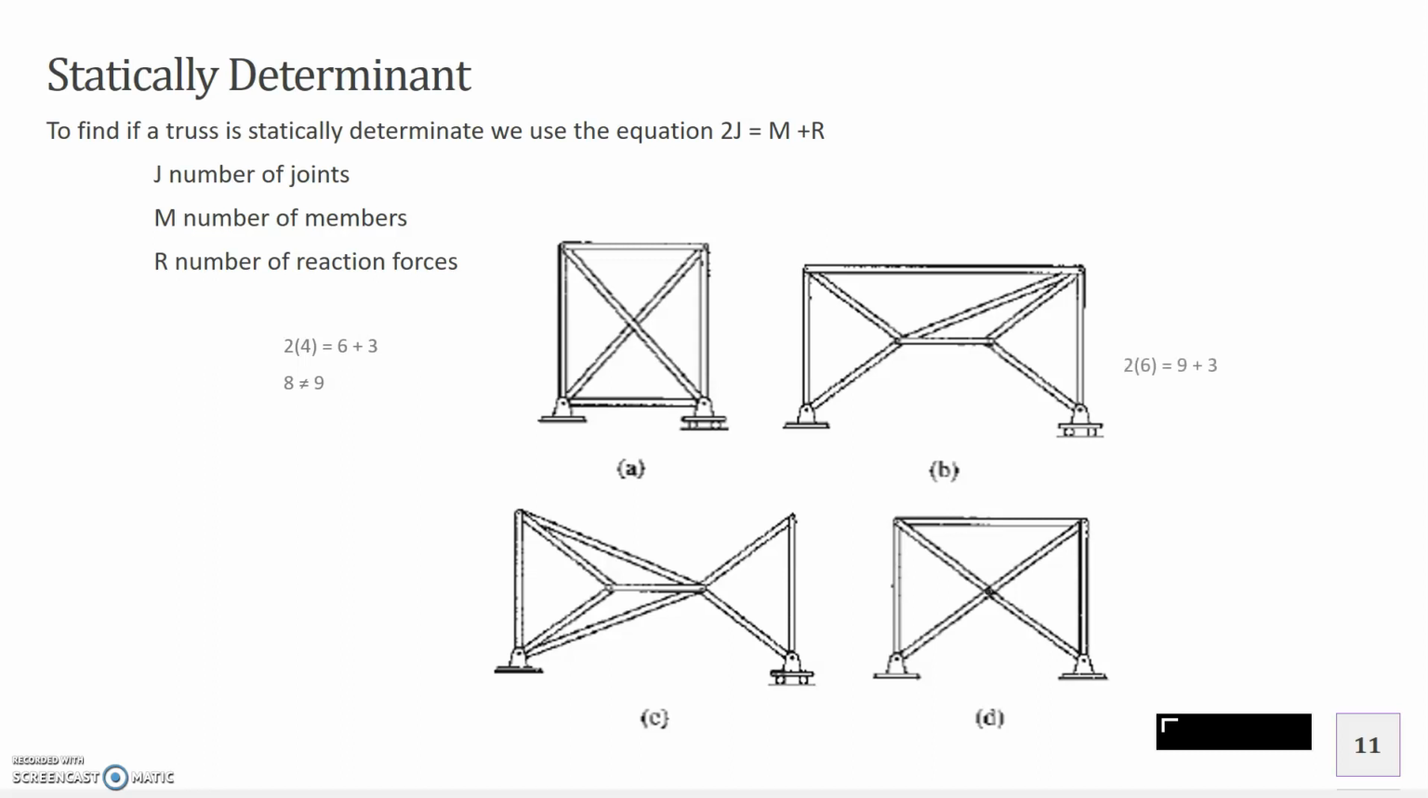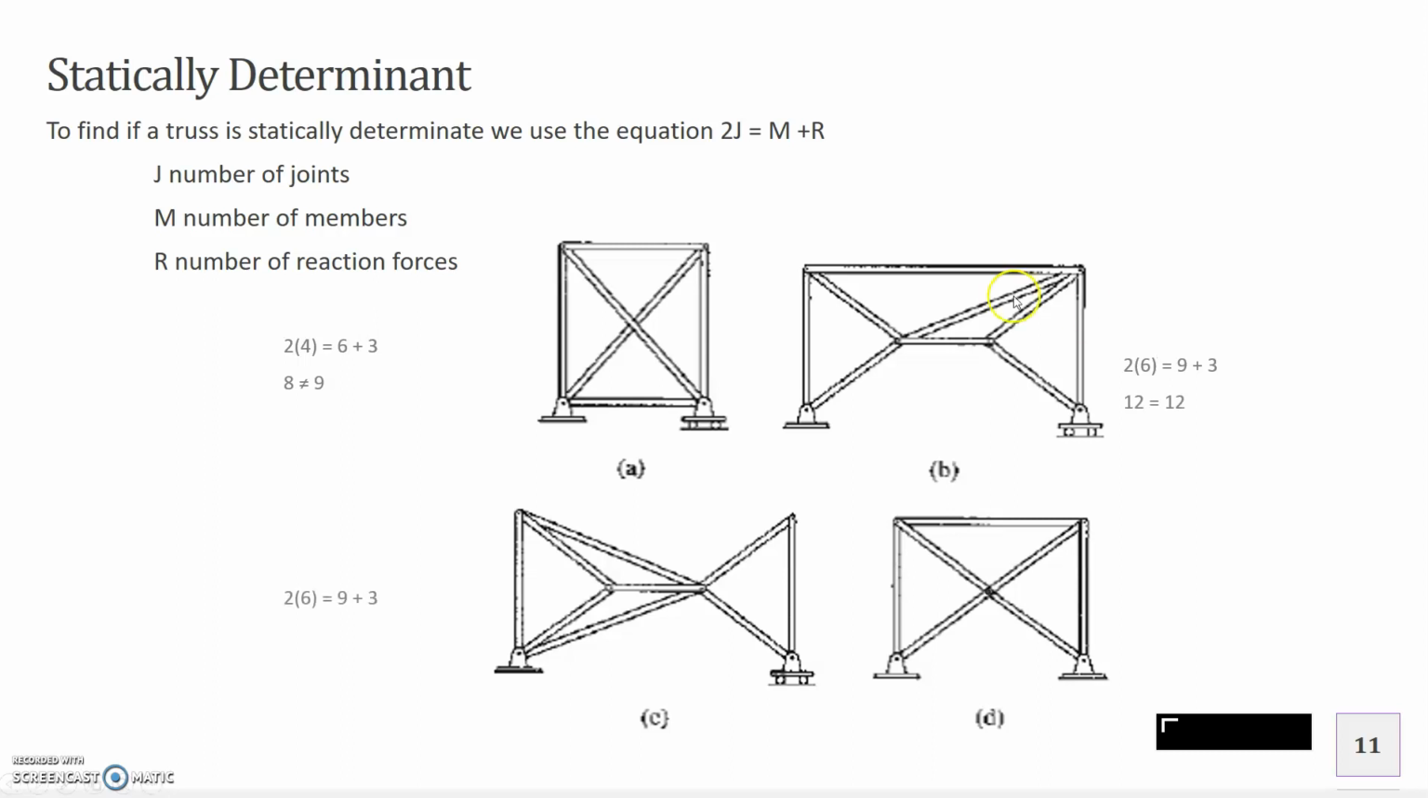Now this one, we can calculate it. How many joints? 1, 2, 3, 4, 5, and 6. So 2 times 6 is 12. And the members is 9. 1, 2, 3, 4, 5, 6, 7, 8, 9. And again, it has 3 because there's 1 here in the pin, going horizontally in the pin, and then just 1 going vertically on the roller, so 3. So 9 plus 3, that is 12. This is statically determinate.